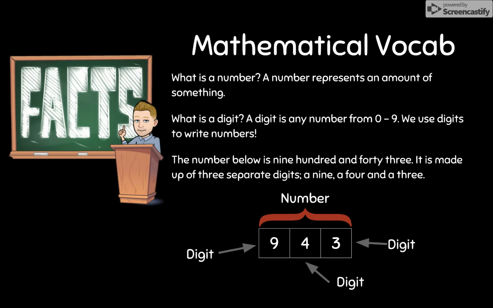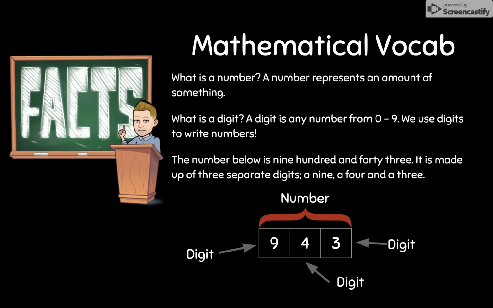Alright, time to unpack some vocab. What is a number? A number represents an amount of something. For example, there are 5 people in my family. Another example, we have 24 Chromebooks in our classroom. Another example, there are 430 students at Asher School. Numbers represent amounts.